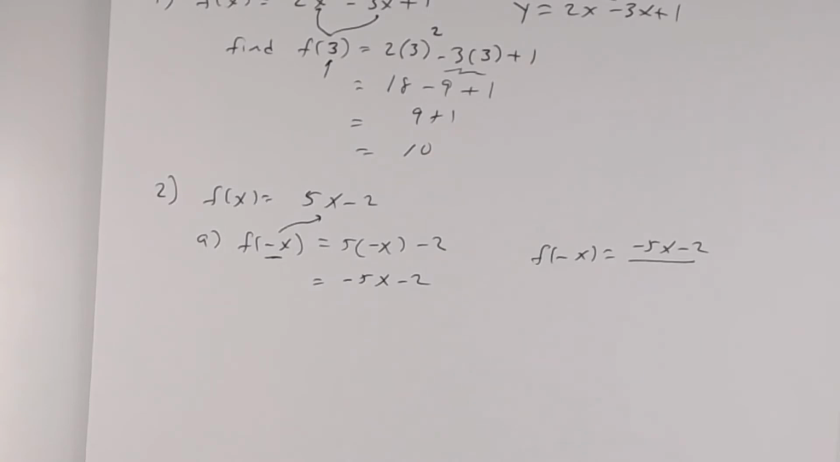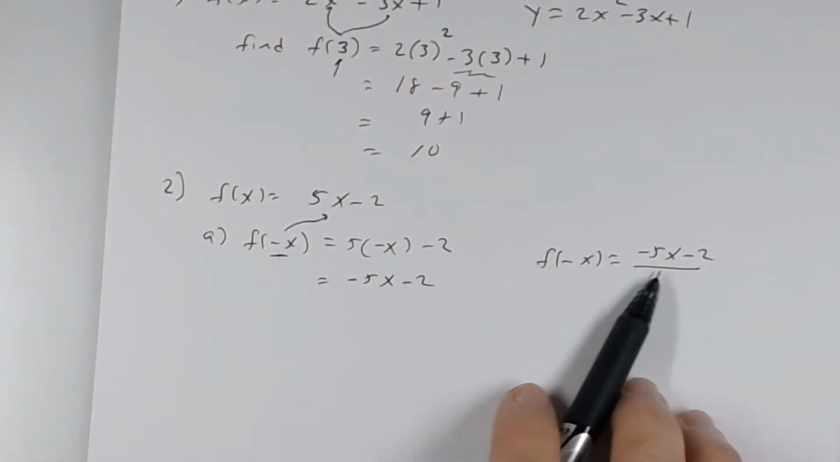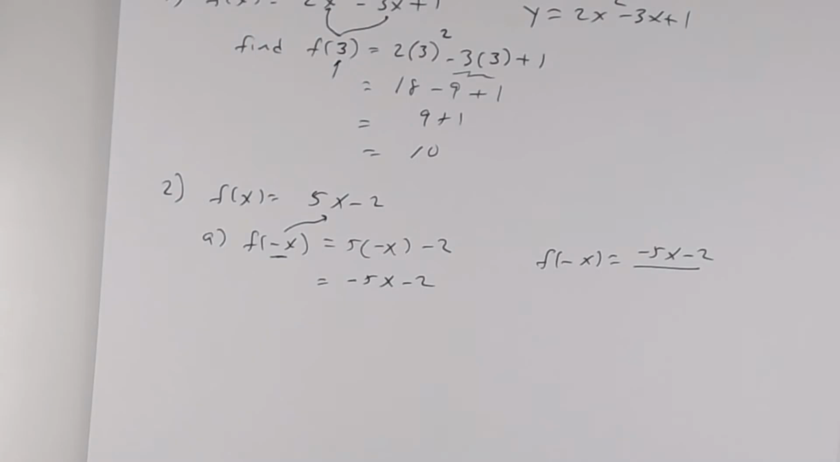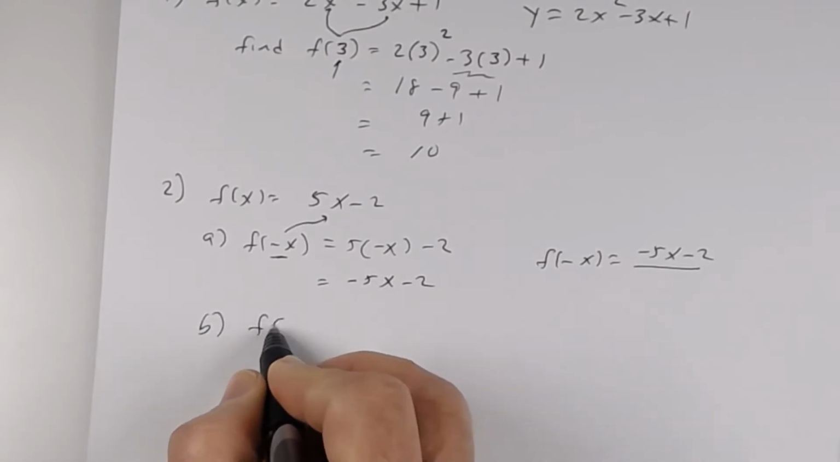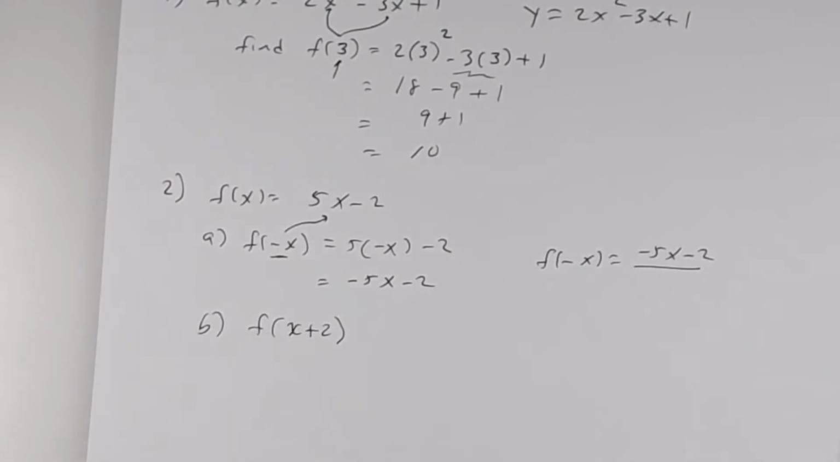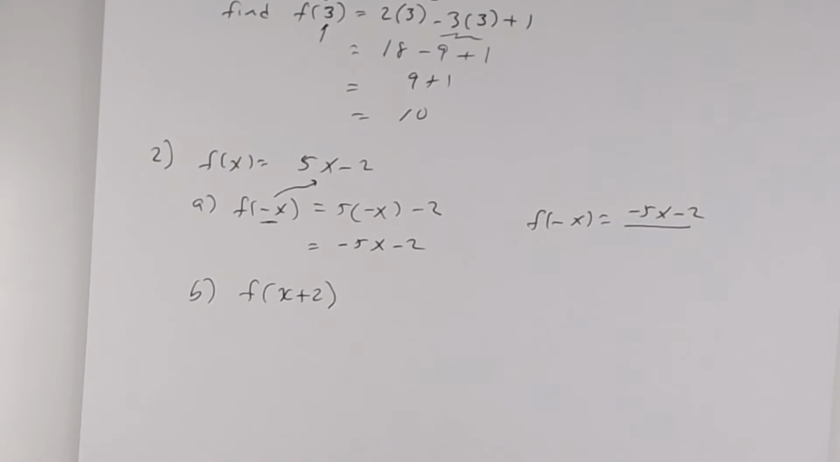So notice that in number 1, you evaluated at a number, and you ended up with a number. Here, you're evaluating it at a variable expression, and you're going to end up with a variable expression. Part B. Suppose you want to find f of x plus 2.